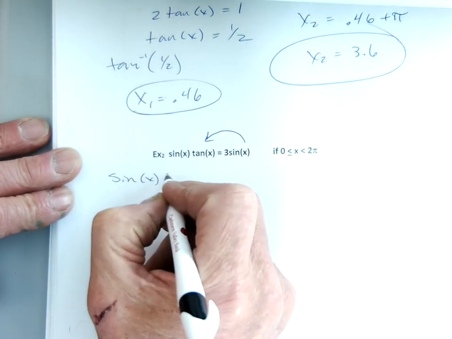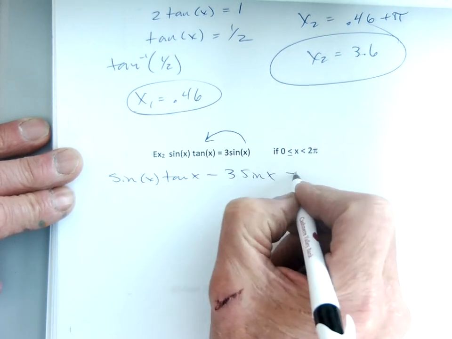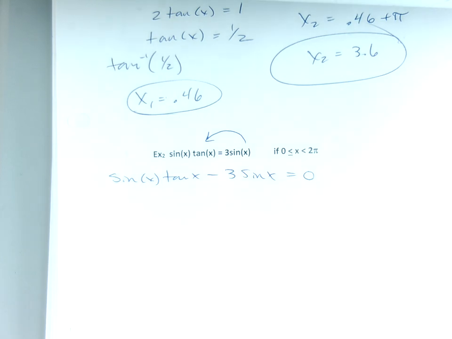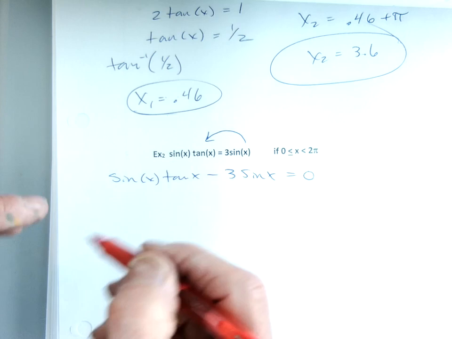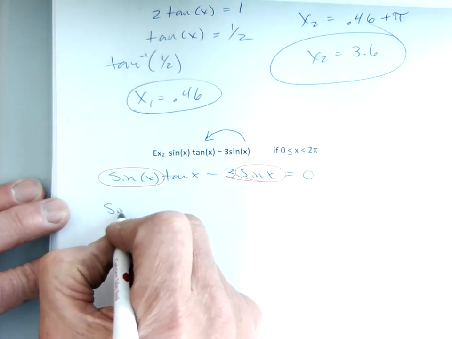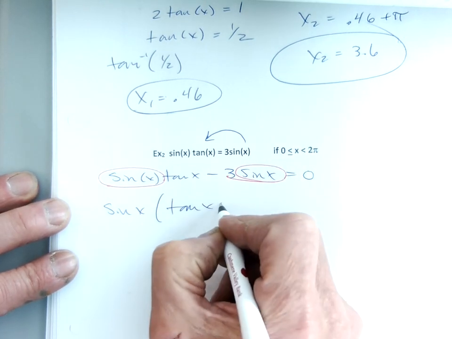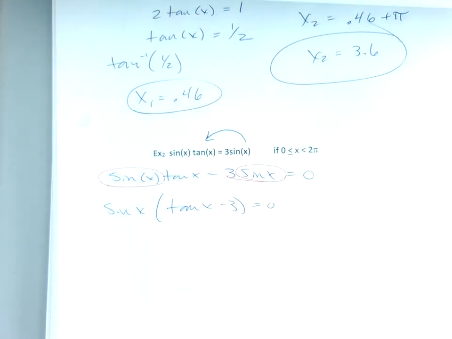Sine of x tangent of x minus 3 sine of x equals 0, okay? And then if I common factor out the sine, I don't lose it, right? Common factor out my sine. I'll have a sine of x times the tangent of x minus 3 equals 0. Are you with me? Now, even though there are sines and tangents, I still can do my mini equations. Does that make sense?